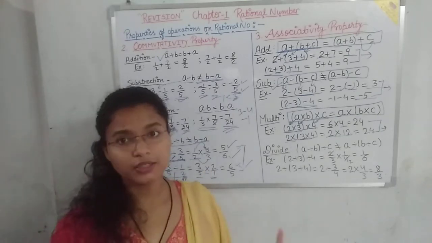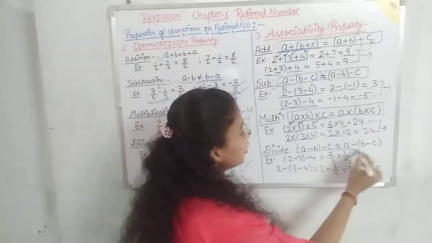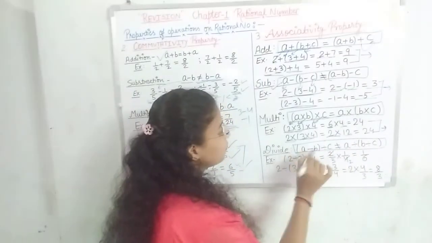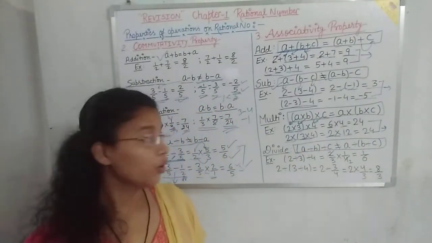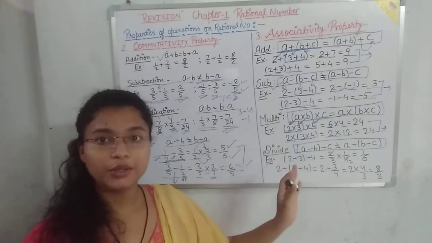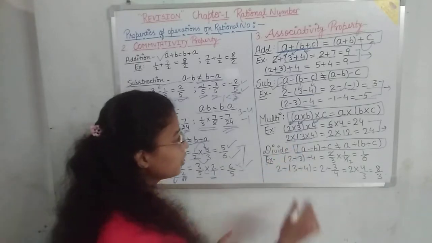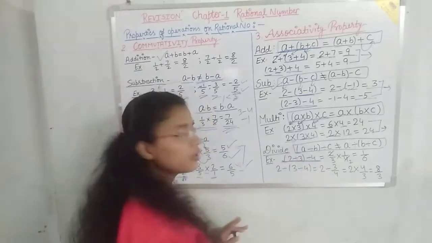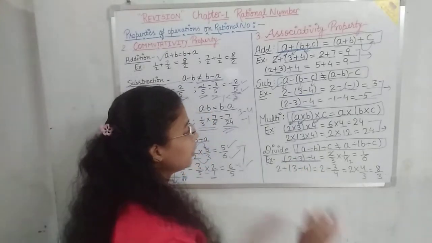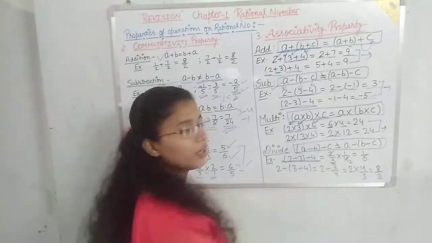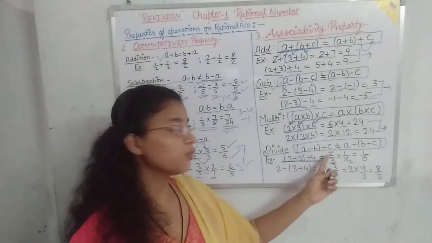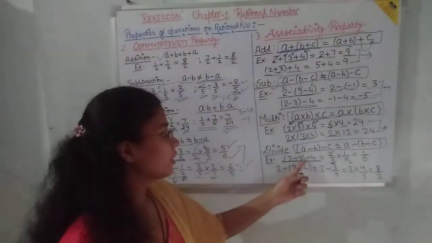Now, last for the divide. This is your condition, but both are not equal. Okay. Now, put all the values in the left hand side. Suppose you will get this. I am taking the same example. Now, 2 divide 3 means 2 by 3. And this is the divide.